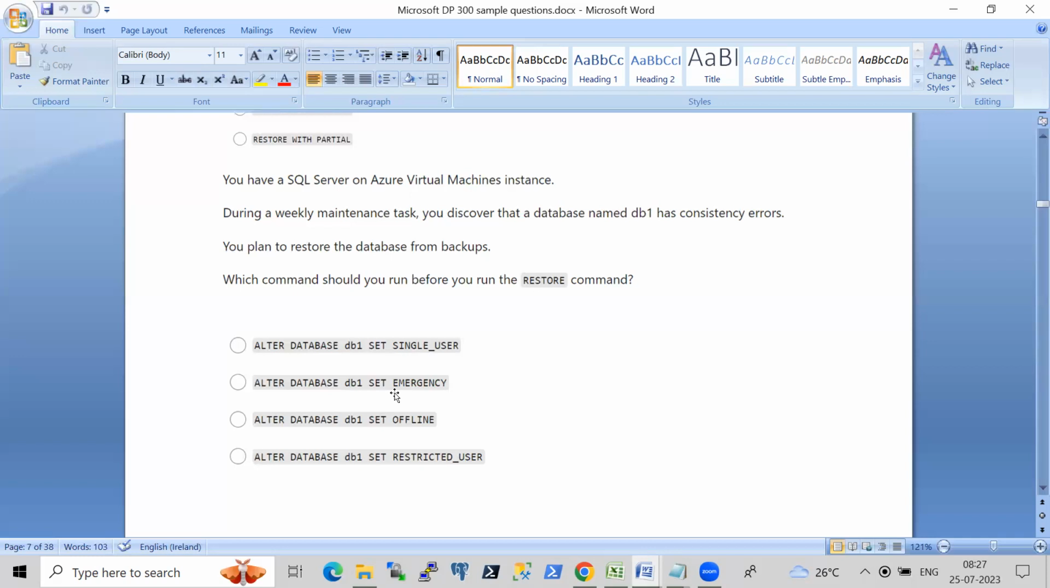First, we put the database in single user mode. Okay. Then the next step is emergency. First single user mode, then emergency. Is that right? I think vice versa. Okay. So why do we have to keep the database in emergency? Is that really required?